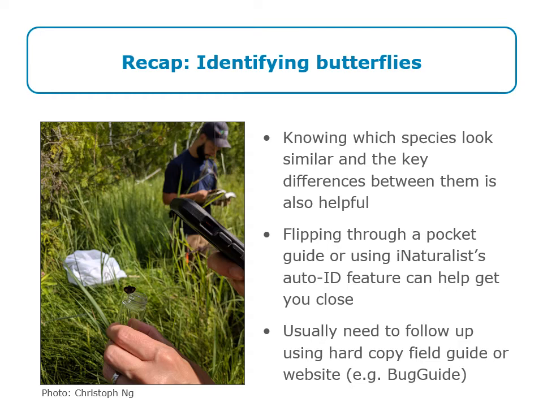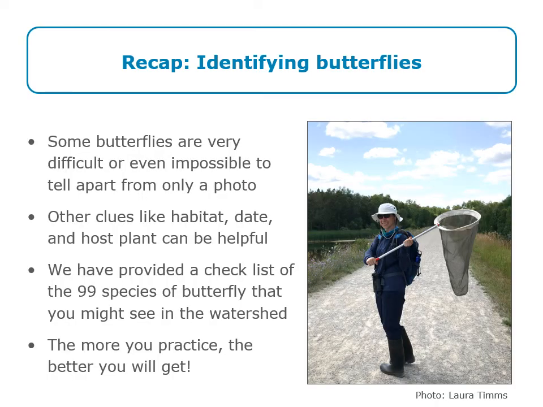Flipping through a pocket guide or a field guide or using the auto identification feature on iNaturalist can help you get close to a species, but you'll usually need to follow up using a hard copy field guide or a website. Remember that some butterflies are very difficult or even impossible to tell apart from only a photo. So other clues like the habitat, the date, and the host plant can be really helpful. And if you note those things, you can always add those notes to your iNaturalist observation.